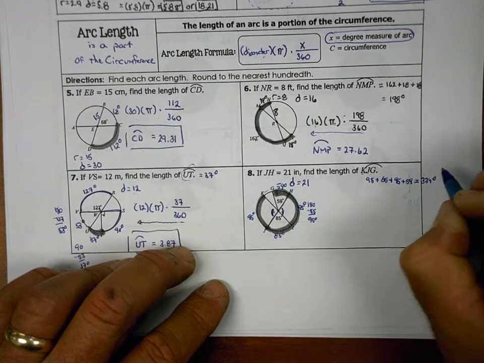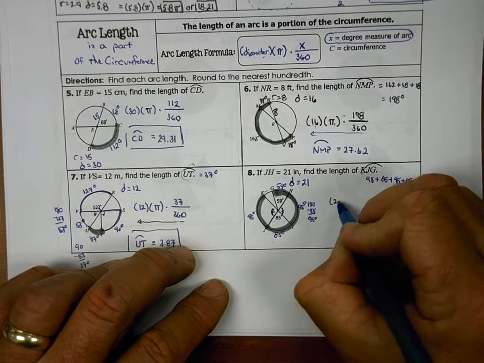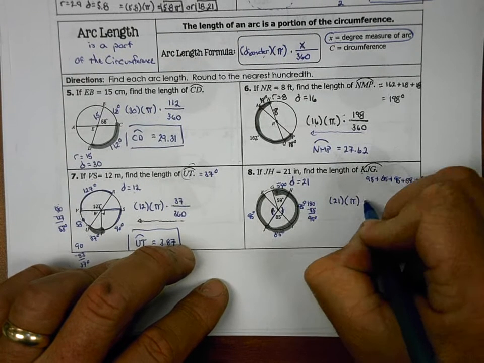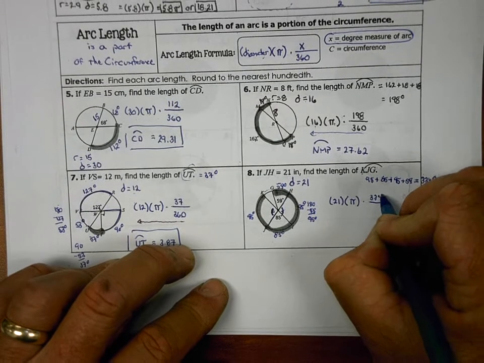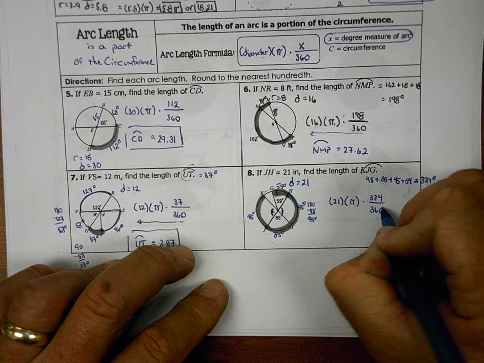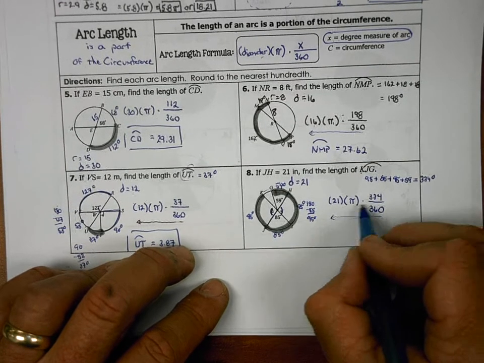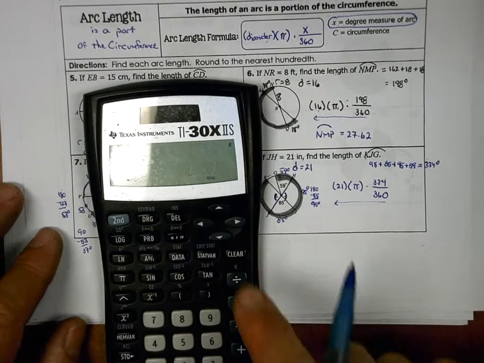Okay, so now I could plug it into my formula. My diameter is 21 times pi times the fraction, and it's going to be 334 over 360. Now when I work this out, remember, I think the easiest way is plug it into your calculator from right to left. All right, so here's my calculator.